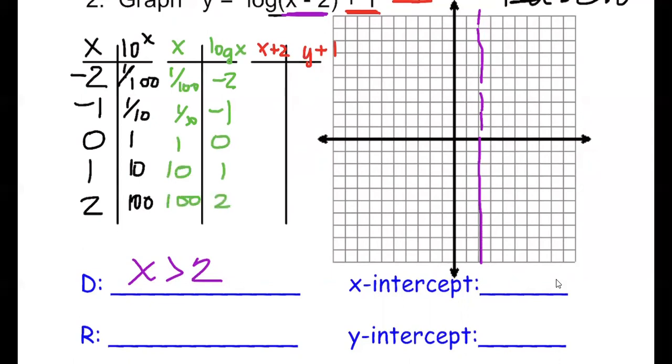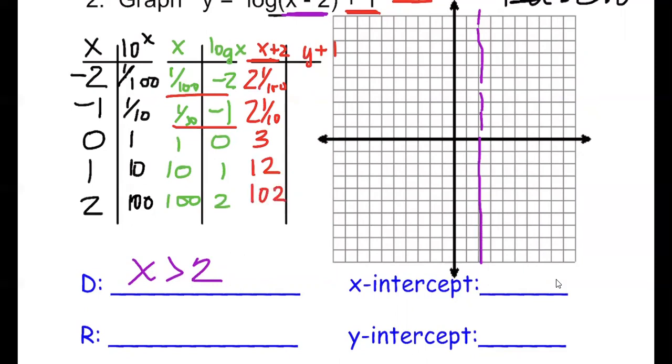And then our final step to get the right points to plot, I want everything to move right 2. So I'm going to take all my x values and add 2 to it. So I'm going to call this 2 and 1 over 100. I'm going to add 2 to 1/10 and get 2 and 1/10. I'll add 2 to 1 and get 3. I'll add 2 to 10 and get 12. I'll add 2 to 100 and get 102.